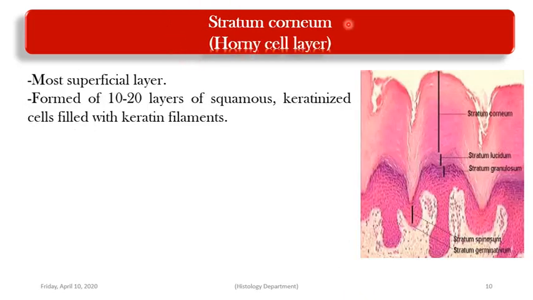The last layer, or the fifth layer of the epidermis, is the stratum corneum, or horny cell layer. As you see, this very thick layer is the most superficial layer, formed of about 10 to 20 layers of squamous keratinized cells. The cells here have completely lost their nuclei and organelles and become fully keratinized, fully packed with keratin filaments.